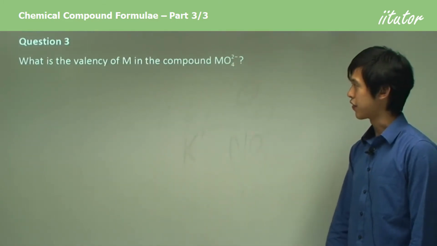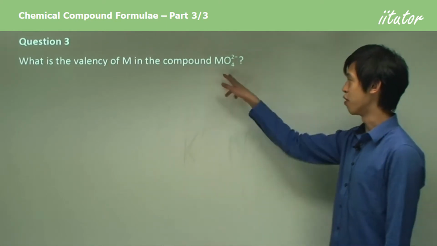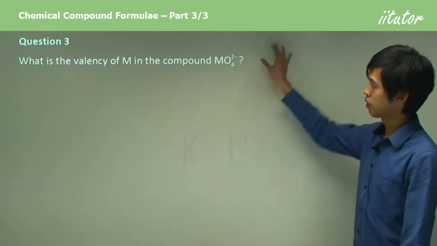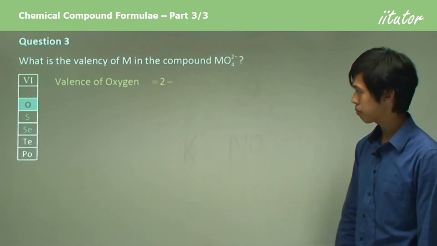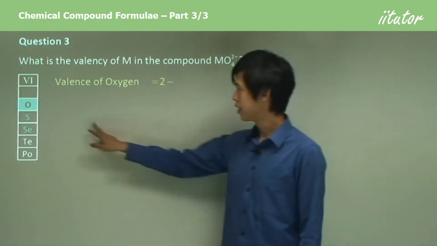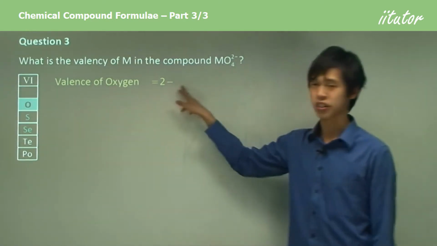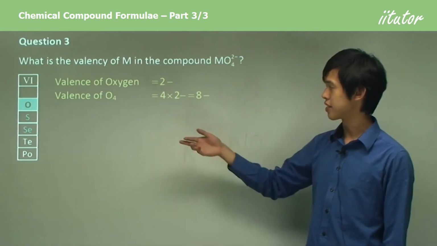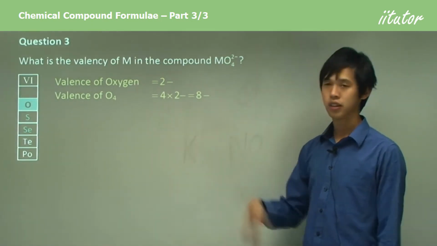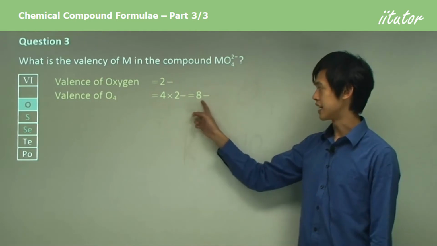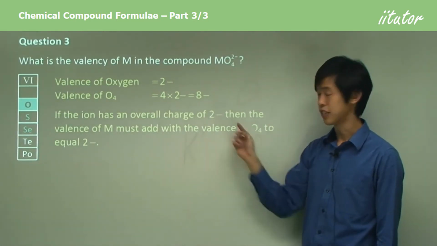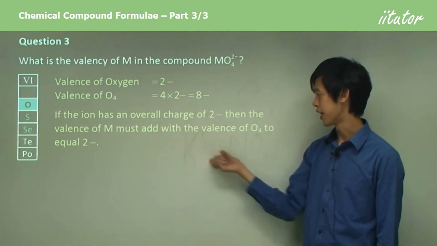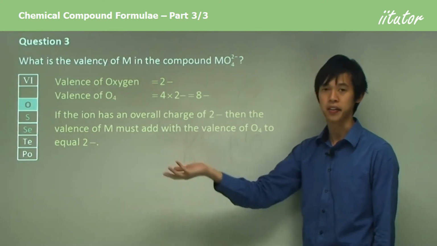And what is the valency of M in the compound MO4 2-? So this sort of manganate ion, what is the valency of M? So if we go in our periodic table, the valency of oxygen is usually 2-. Okay? If there are 4 of them, the charge of 4 oxygen atoms becomes -8. Now, if the ion has an overall charge of 2-, then the valence of M must add with the valence of O4 to equal 2-, right?